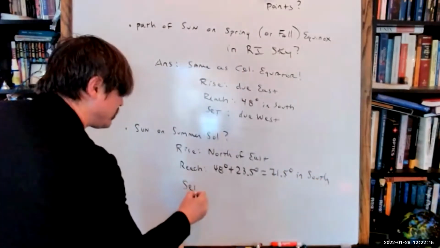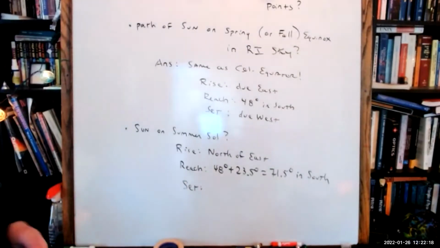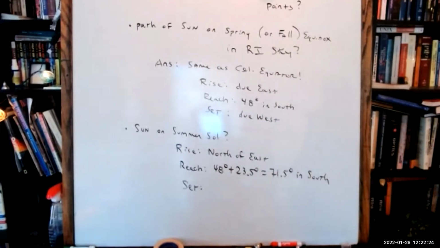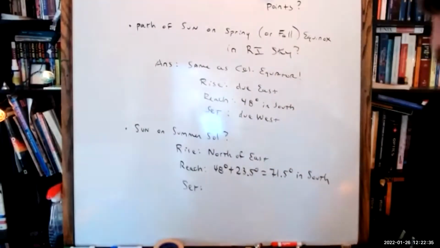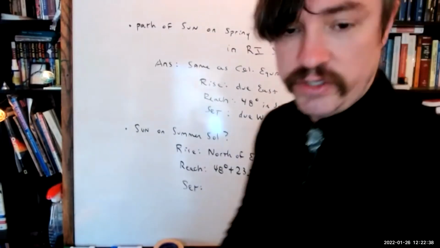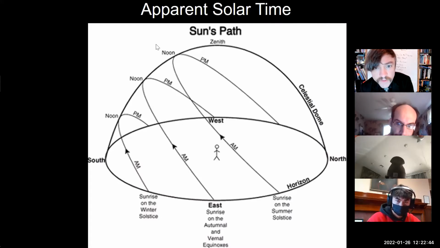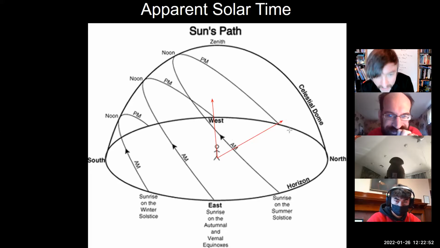And then where would it set? Just so that I know you're with me. Where would it set, friends? Due west. Not due west. Definitely not. Because look, if you say due west, let me show you. On the equator, that's due west, right? But our sun would be setting over there, which is north of west. North of west.